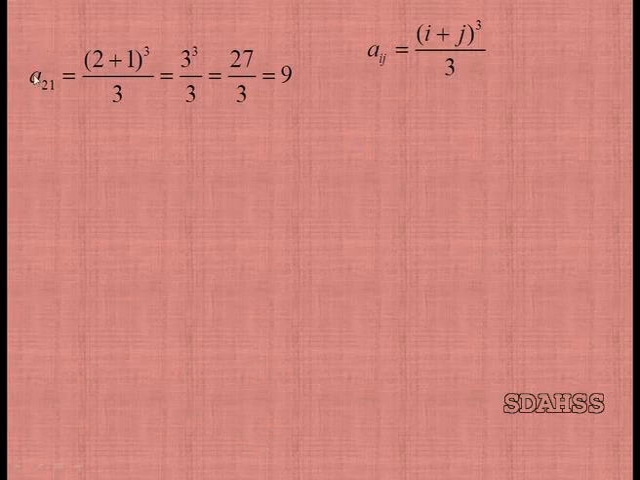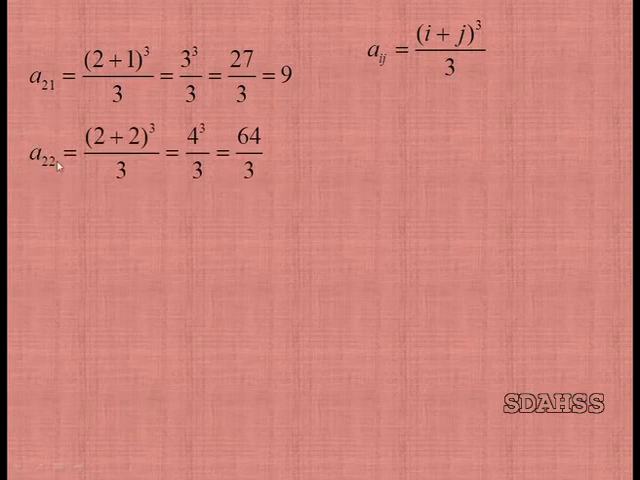Then find A21. Substitute i equal to 2 and j equal to 1 in the question. So you have (2 plus 1) whole cube divided by 3. 2 plus 1 means 3. So 3 cube divided by 3. 3 cube means 27. 27 by 3. Cancel the numerator and denominator by 3. So you have 9.